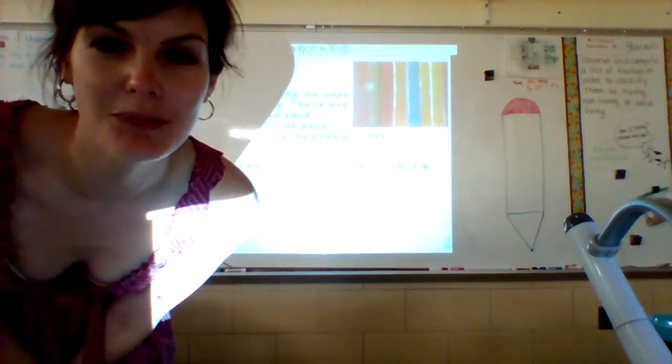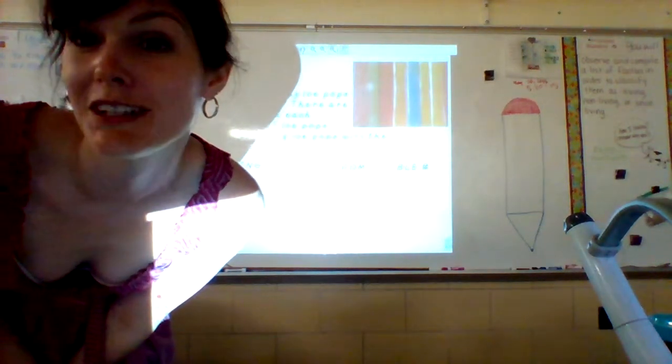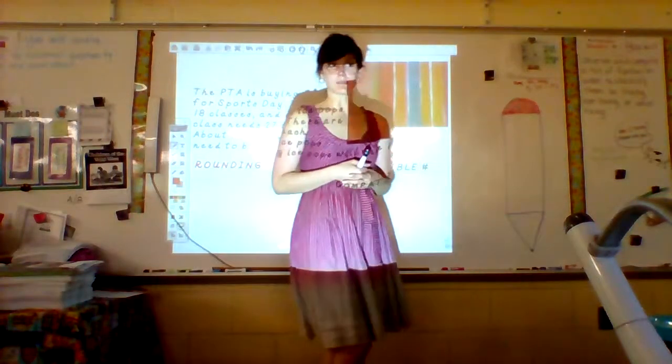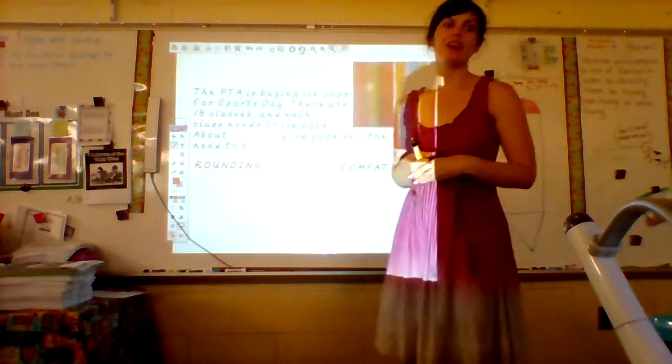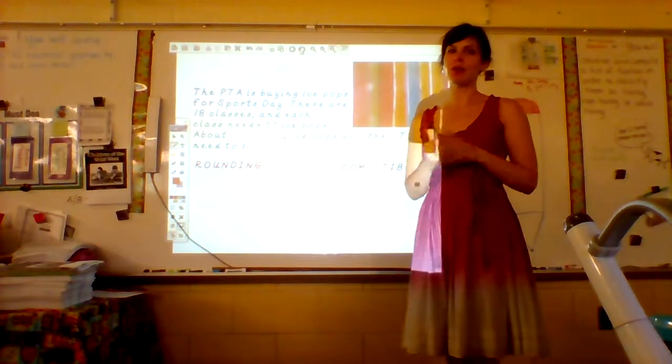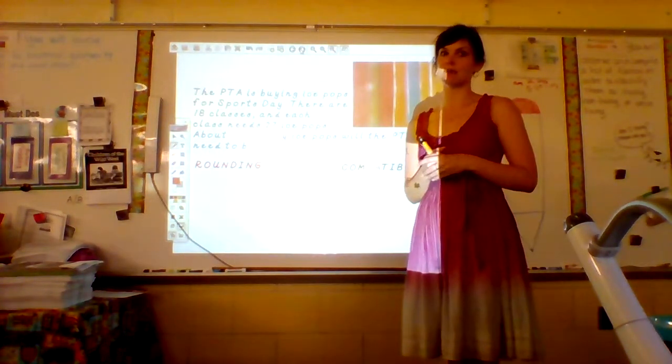Today we are estimating by using rounding or by using compatible numbers. Today's story problem is that the PTA is buying ice pops for sports day. There are 18 classes and each class needs 27 ice pops. So about how many ice pops will the PTA need to buy?